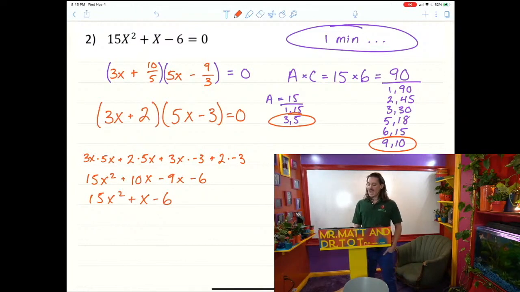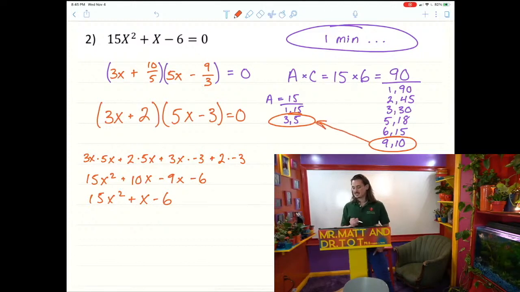Now we want to add these two factors of 90 together to get positive 1. The only factors that work that way are 9 and 10. So if we had a positive 10 and a negative 9, that would give us a positive 1. And then the factors of A is 15. So we have 1 and 15, 3 and 5. I picked 3 and 5 based on the fact that it works with 9 and 10.